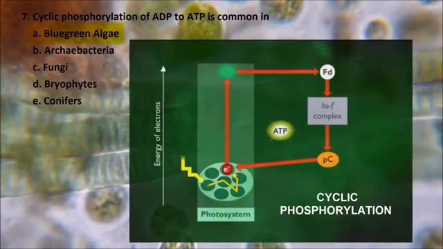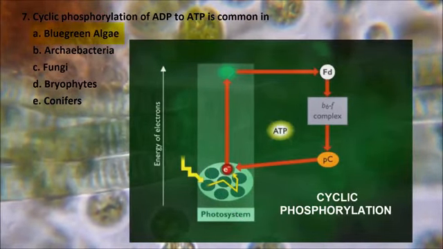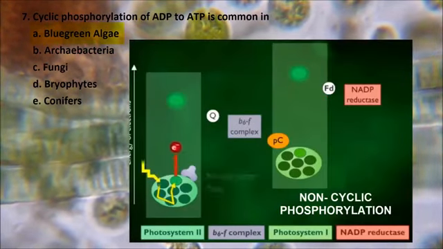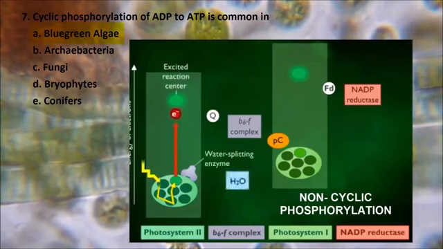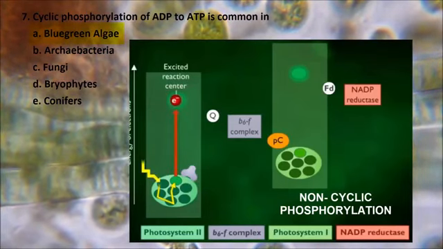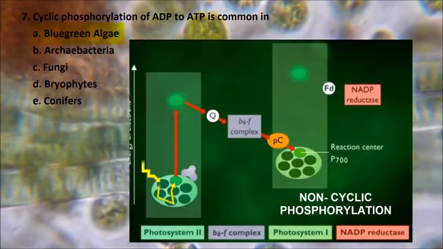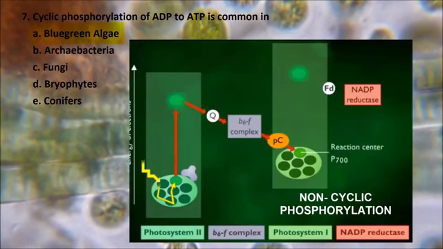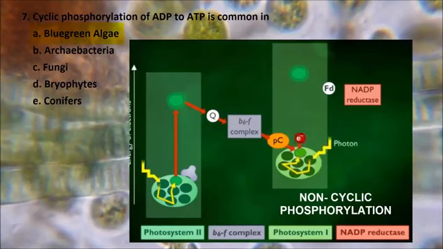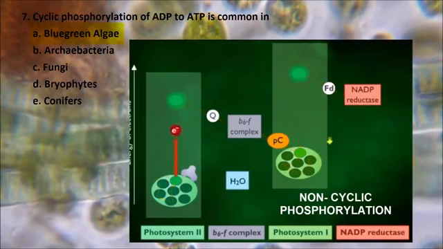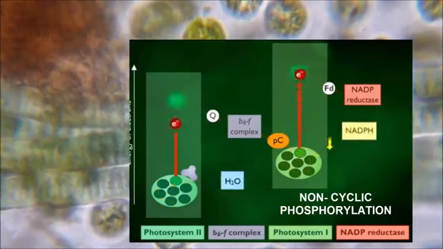Now, in higher forms of plants, the electrons are not cycled back, but actually they are transferred to another photosystem, and they will eventually be transferred to energy molecules such as NADPH. Archaea and fungi definitely do not perform photosynthesis because they lack chlorophyll, while your bryophytes, mosses, ferns, and conifers are more advanced than the blue-green algae and carry out photosynthesis in a non-cyclic pathway.